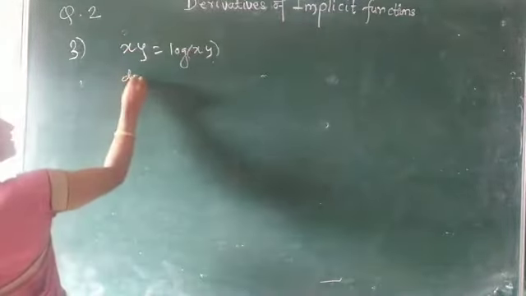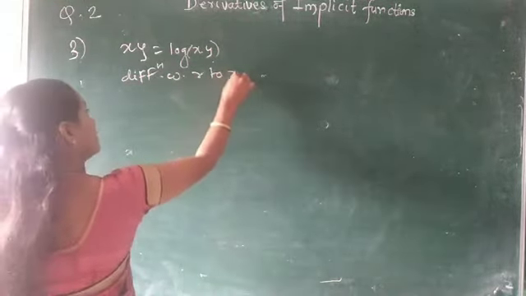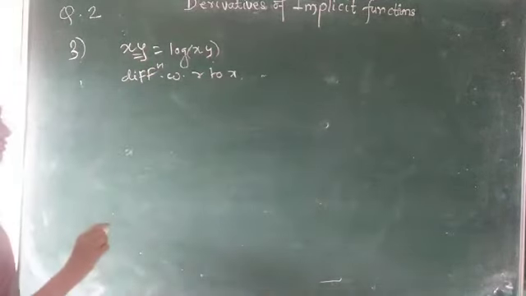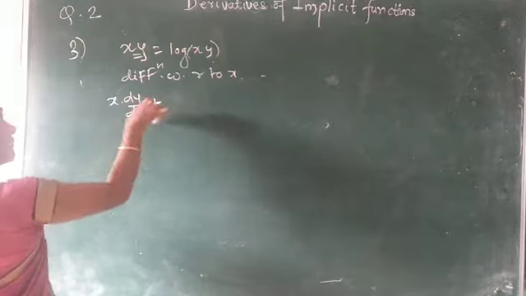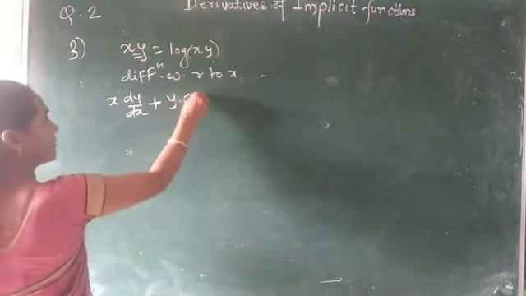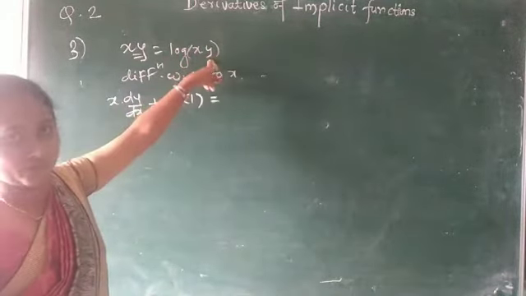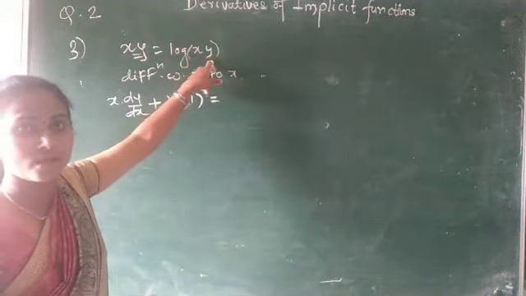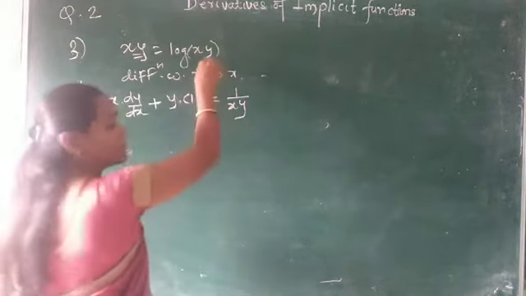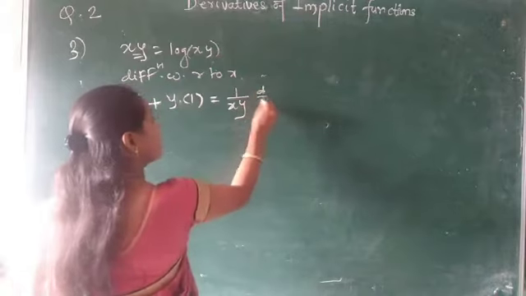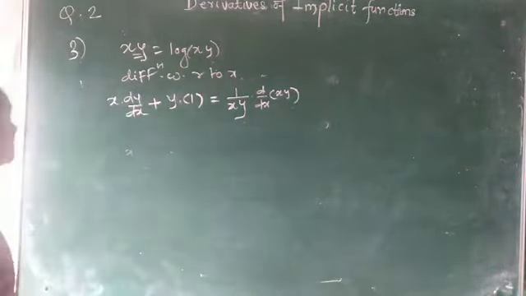So differentiate with respect to x. Again we have to use the product rule. x into the derivative of y, dy upon dx, plus y into the derivative of x, which is 1, is equal to. Now this is in the form of log f of x, so the derivative of log is 1 upon f of x. So 1 upon the function, into the derivative of the function. The function is xy here.